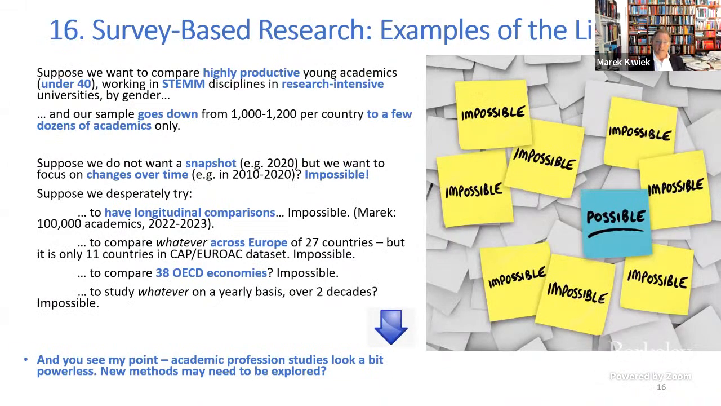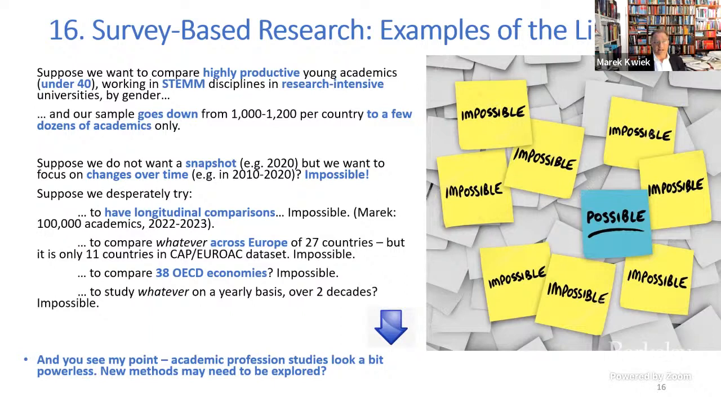You can see impossible signs all over on the right. These are the limits. And I will explain my point briefly. The limits of server-based research. Let us suppose we want to compare highly productive, not just productive, but highly productive young academics, academics under 40, who work in STEM disciplines, science, technology, engineering, mathematics, and medicine, in research-intensive universities, and we want the results by gender. This is the point.